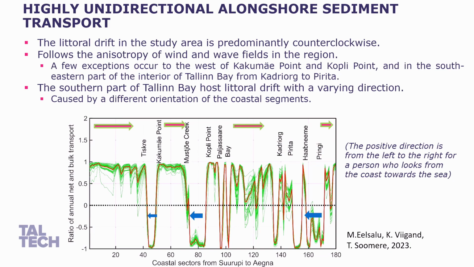These occur west of the Kakumäe point, also in the interior of Tallinn Bay, at Kopli Point, but these exceptions are mainly due to the different orientation of these coastal segments. And in the southern part of Tallinn Bay, this area hosts littoral drift with varying directions. And this leads to the formation of distinct small littoral drift cells in that one sediment compartment.